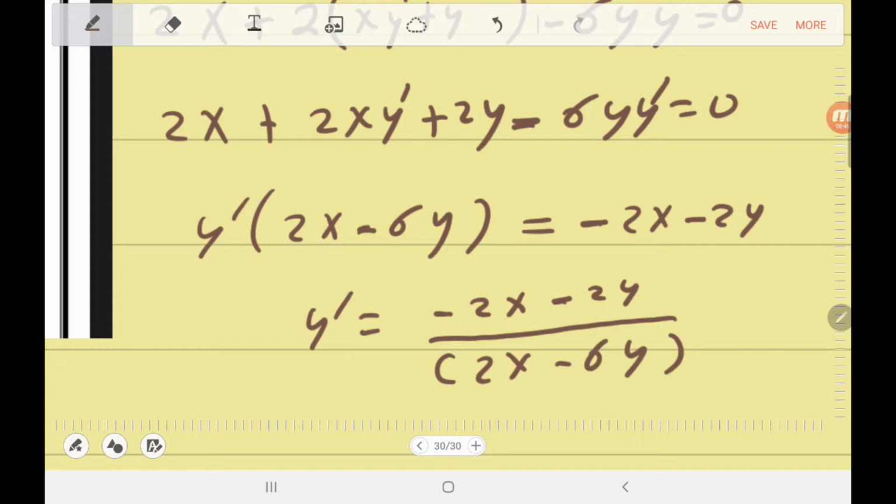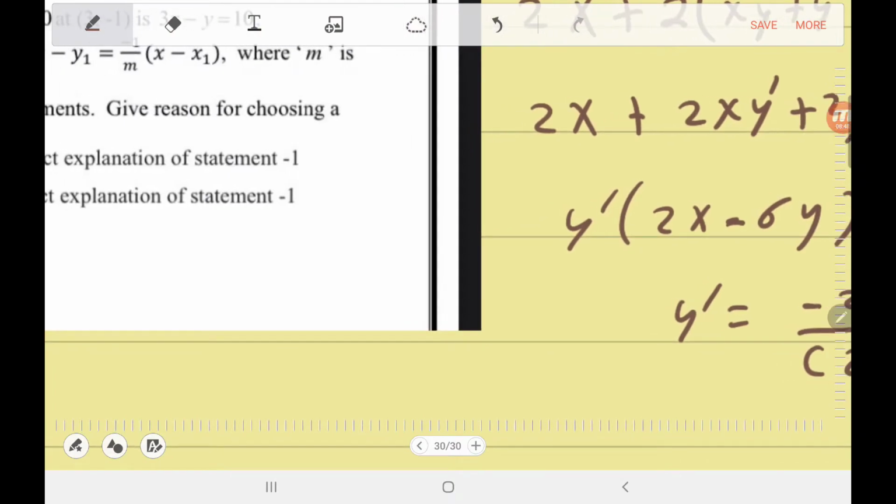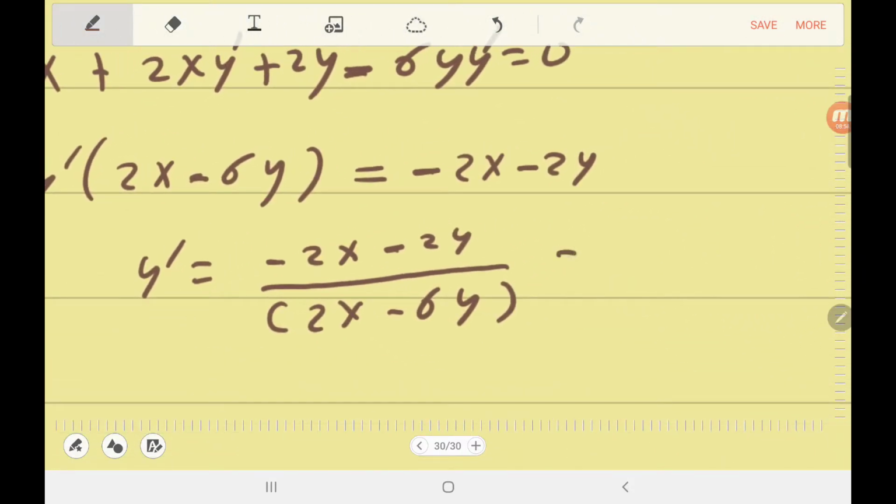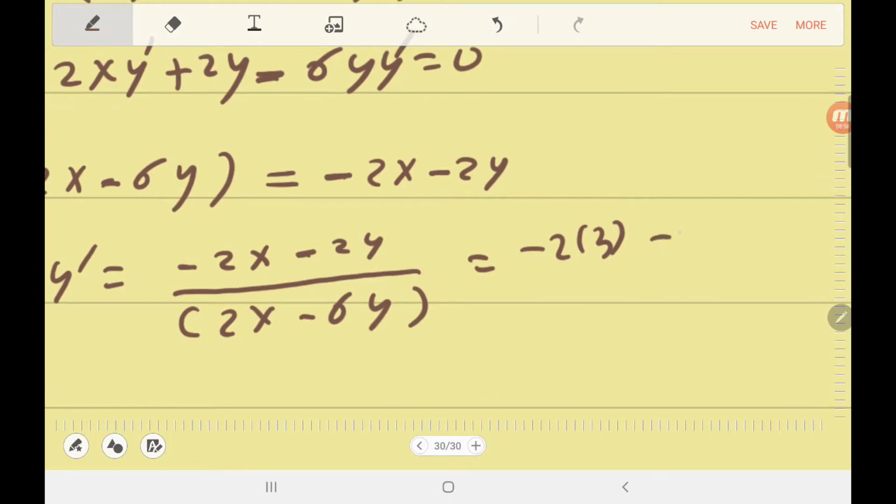Now evaluating x and y: x is 3 and y is negative 1. So minus 2 times 3 minus 2 times negative 1, all over 2 times 3 minus 6 times negative 1.